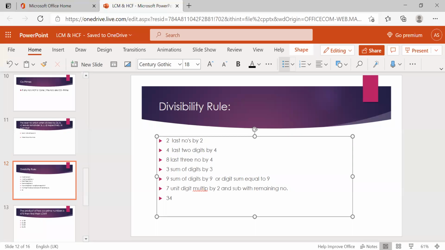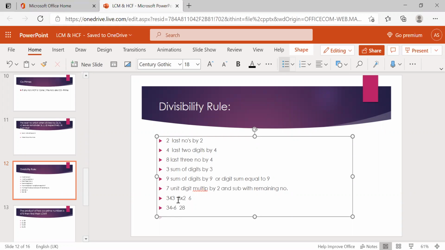Just wait, I'll check with this. Suppose this number is 343. What is the unit digit here? 3. 3 into 2 is 6. So 6 is subtracted from the remaining number: 34 minus 6 gives us 28. So 28 is divisible by 7, and the whole number will be divisible by 7.